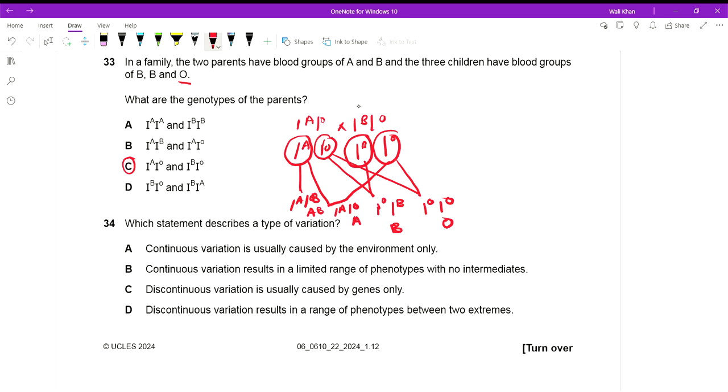Okay. Which statement describes a type of variation? Continuous variation is usually caused by the environment only. No. Continuous variation results in a limited range of phenotype with no intermediates. No. Discontinuous variation is usually caused by genes only. No. Discontinuous variation results in a range of phenotype between two extremes. Yes. So option is C.